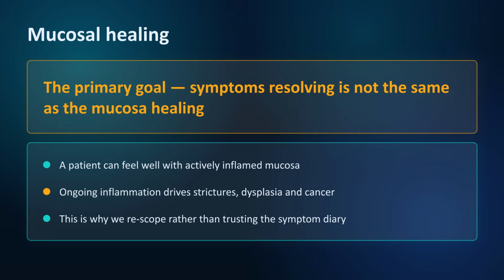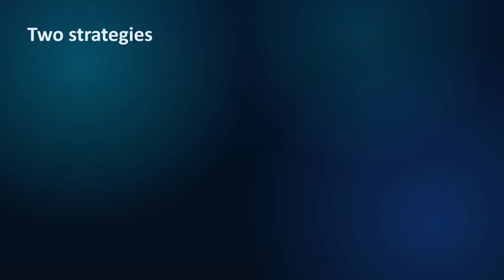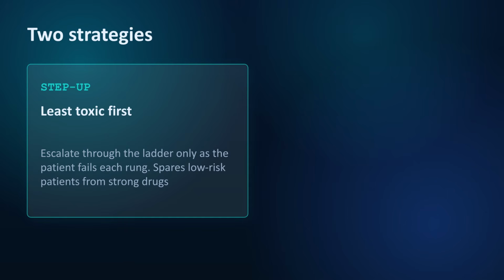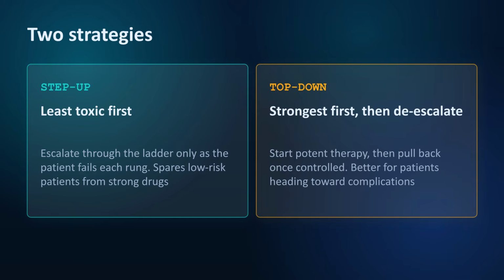Mucosal healing also predicts fewer hospitalizations and fewer operations. There are two broad strategies. Step-up therapy starts with the least toxic agent and escalates through the ladder only as the patient fails each rung. Its advantage is that low-risk patients never get exposed to strong drugs they did not need. Top-down therapy does the opposite. Start with potent therapy, gain control, then de-escalate. Its advantage is speed in a patient heading toward complications.